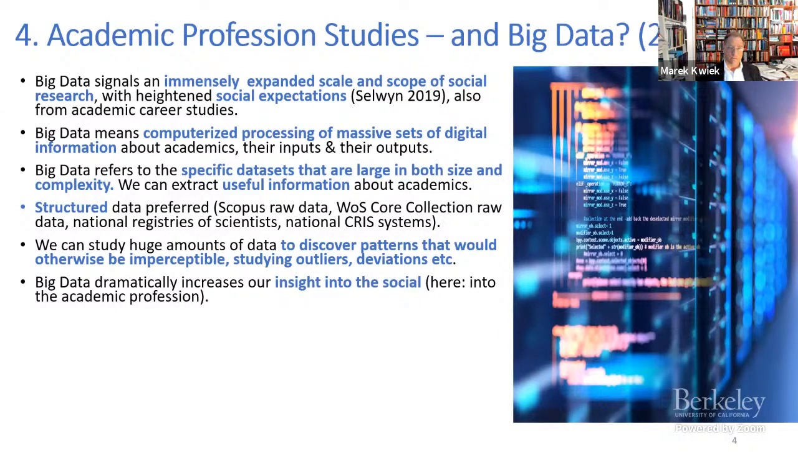So big data refers to the specific data sets that are large in both size and complexity. What we do, we extract useful information, we seek patterns, and we theorize about it. I prefer structured data, like Scopus raw data, or Web of Science raw data, or national registries of scientists, the various types of structured data. I'm not using unstructured data at all at the moment. So what we can do with big data, we can study large patterns that would otherwise be just imperceptible. We can study outliers, for instance, very highly productive scientists globally. We can study the various deviations, which normally we are unable to do.